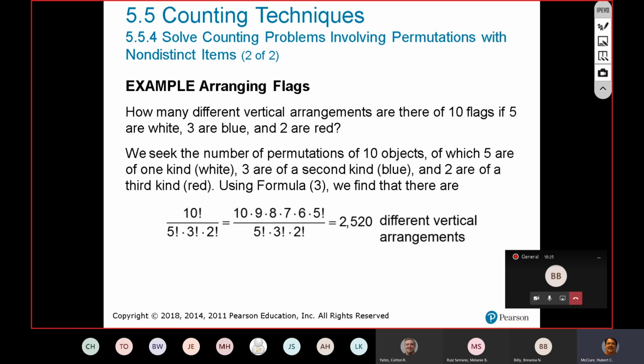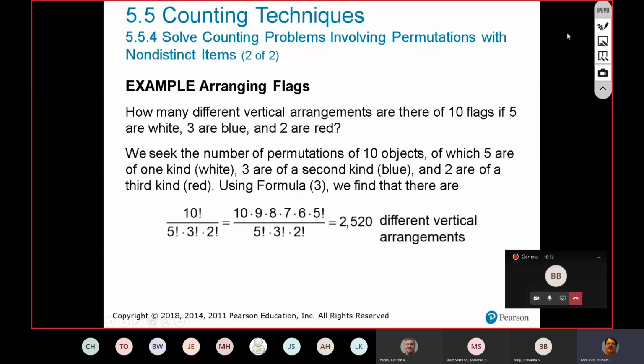That's going to be 10 factorial over 5 factorial, 3 factorial, and 2 factorial. Now that's not in sequence because this problem is telling you that when you've got the different color flags, you go 5 times 3 times 2. Different type problem.